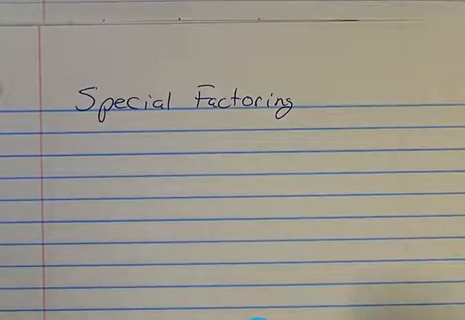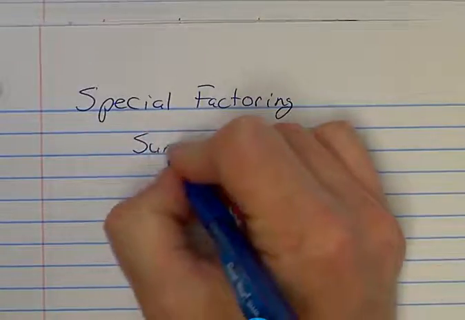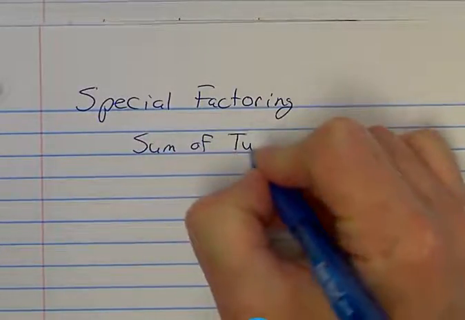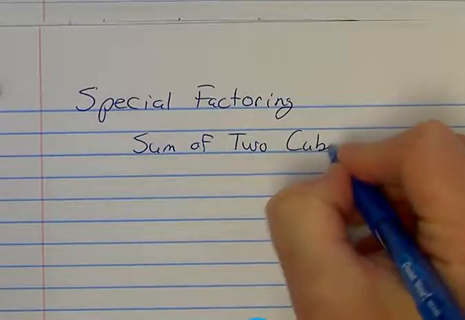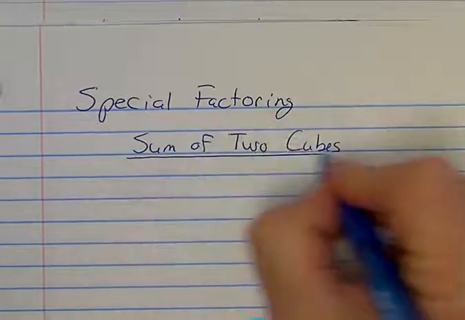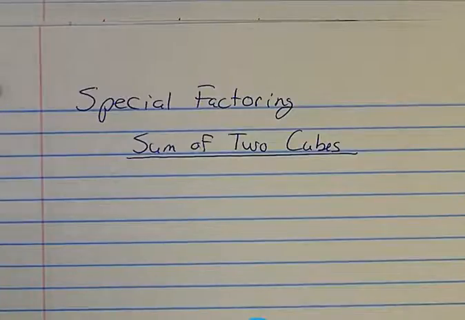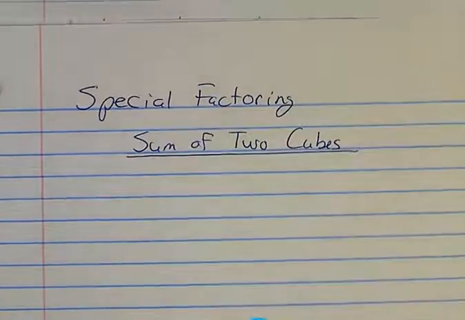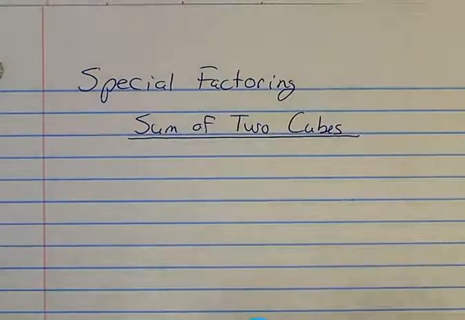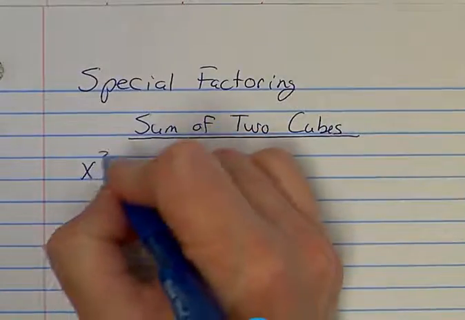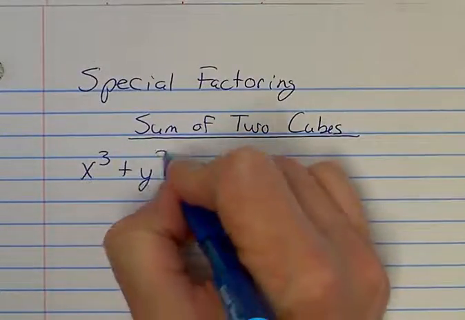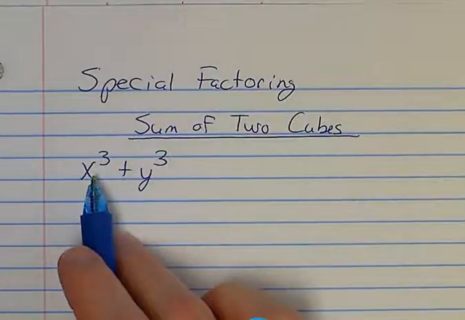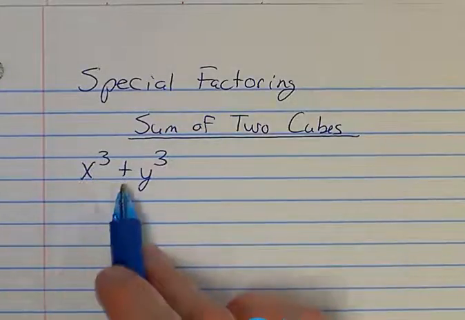So the special factoring we're looking at, there's two types. We're going to do the sum of two cubes, and then we're going to do the difference of two cubes. And I'll go ahead and show you what this one is. Now, if it's the sum, that means we're going to add, and if it's two cubes, we need two things to the third power. So we've got x to the third power and y to the third power.